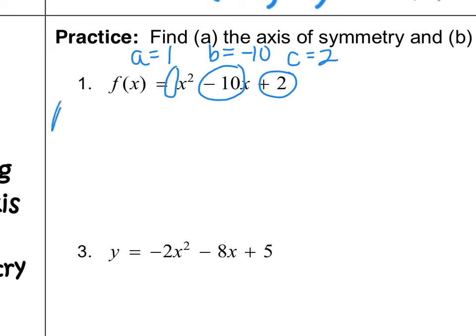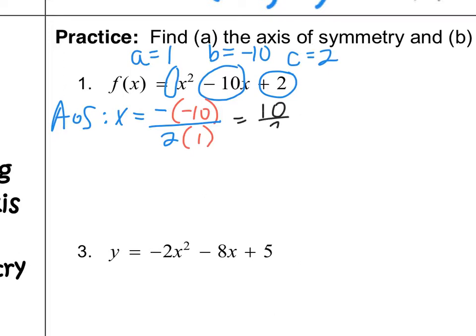To find our axis of symmetry, I'm just going to abbreviate it like that. I'm going to do x equals negative b, so negative, and then my b is negative 10, over 2a, so 2, and then my a is 1. Let's see how that pans out. Negative times negative gives me a positive 10. 2 times 1 gives me 2. So my axis of symmetry is x equals 5.